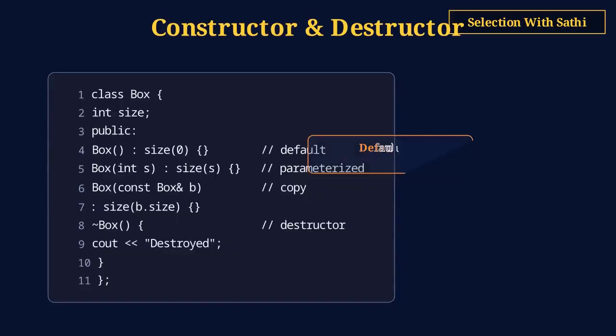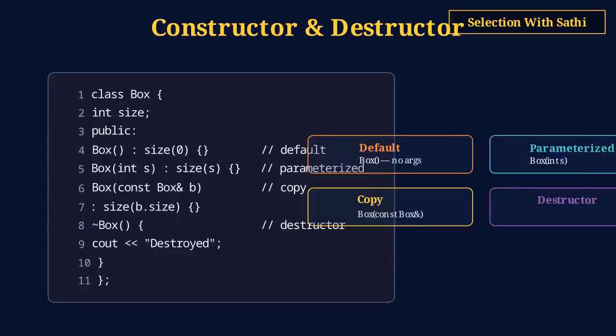A constructor has the same name as the class and no return type. It is called automatically when an object is created. The default constructor takes no parameters. A parameterized constructor takes arguments to initialize members. The copy constructor takes a const reference to the same class type and creates a copy. The destructor has a tilde before the class name. It is called when the object goes out of scope.